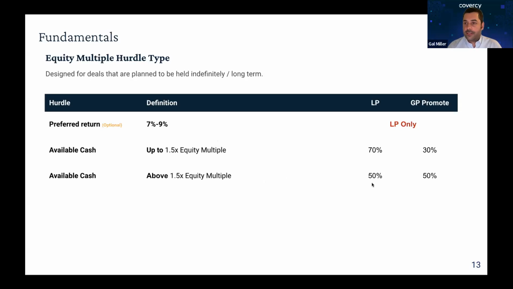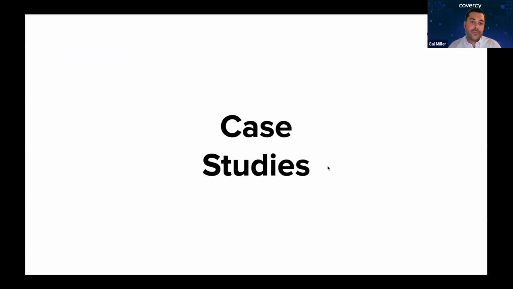And it makes sense. The deal performs well, the risk for the investor is reduced, so it makes sense to get a better cut for the GP who did a good job. Now let's look at some case studies.